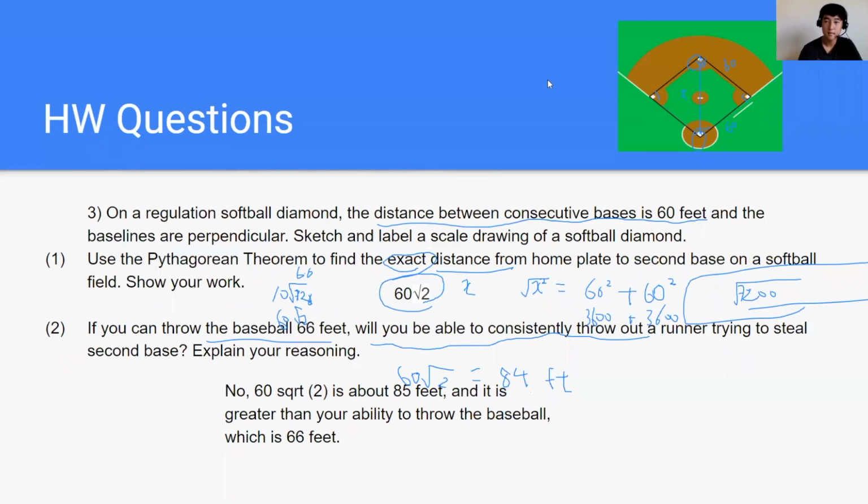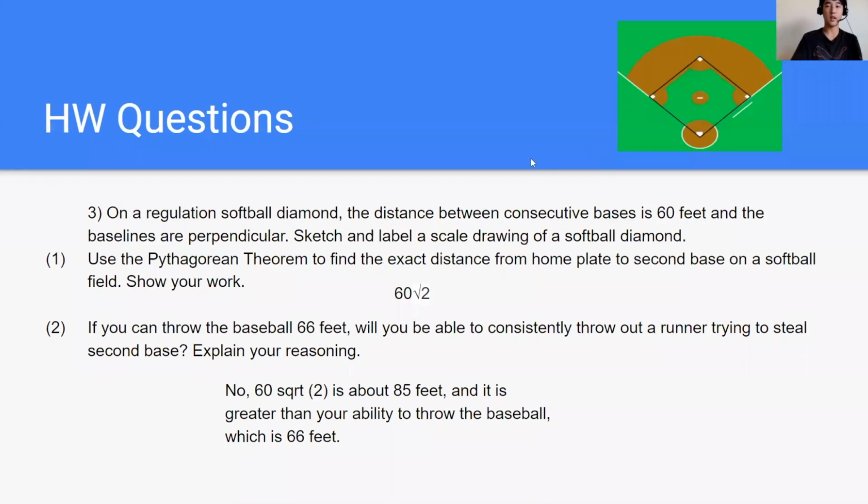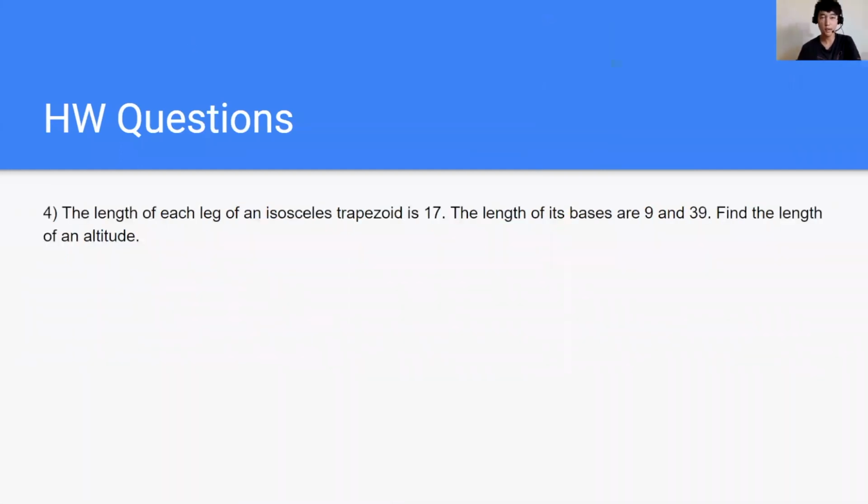Clear. And the last question. This is easier than the last question. If you got the last question right, you get this right too. The length of each leg of an isosceles trapezoid is 17. The length of its bases are 9 and 39. Find the length of an altitude.